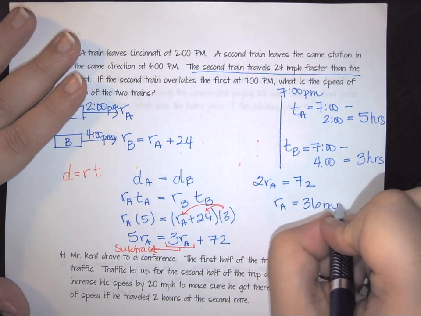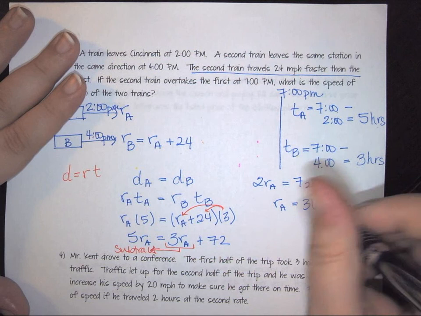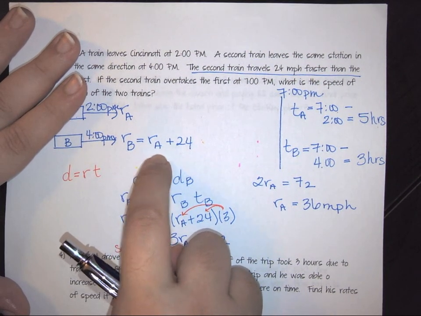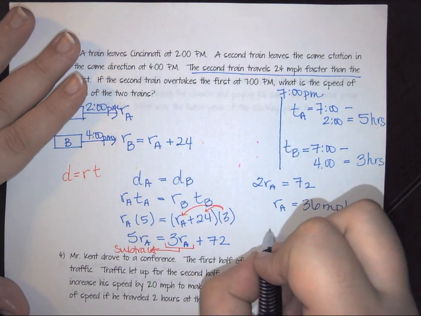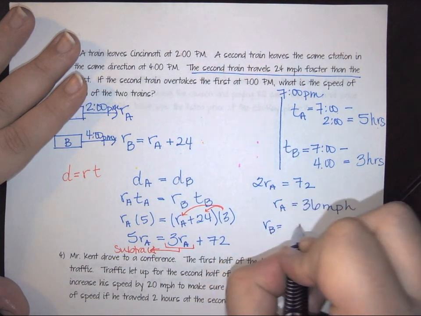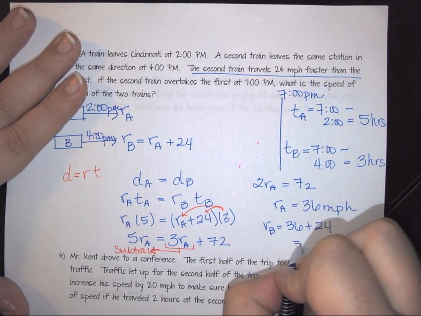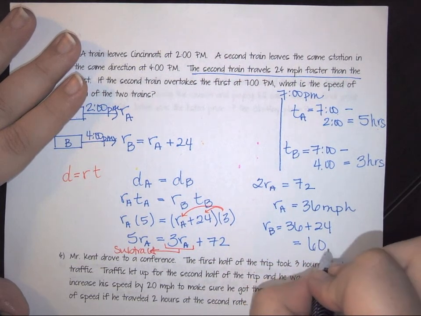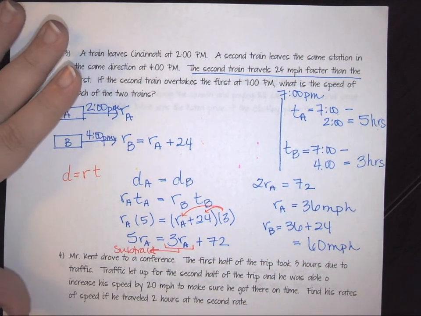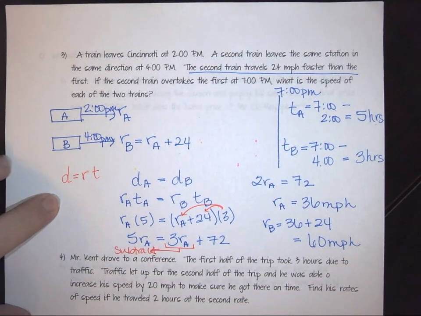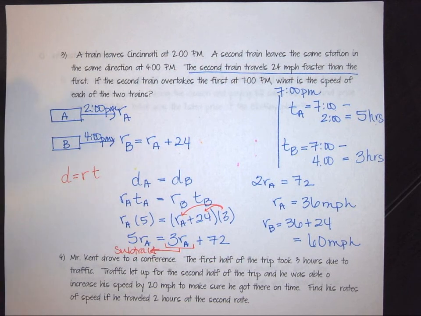36 miles per hour. Now, that being the case, I also know that in order to find my second rate I need to take my first and add 24 to it. So the rate for B is going to be 36 plus my 24, which is going to give me 60 miles per hour. And there we have the two rates, and that's all that we needed to do. So for this one, what it really came down to is being able to recognize that if both trains start at the same place and end at the same place, their distances are the same.